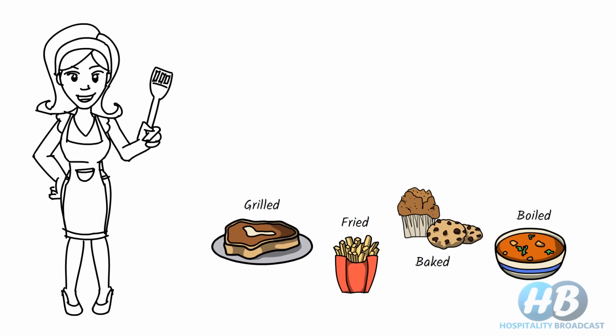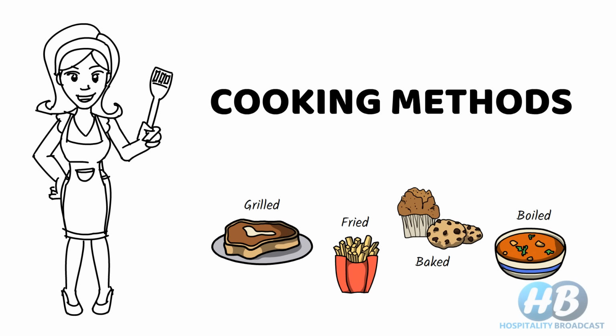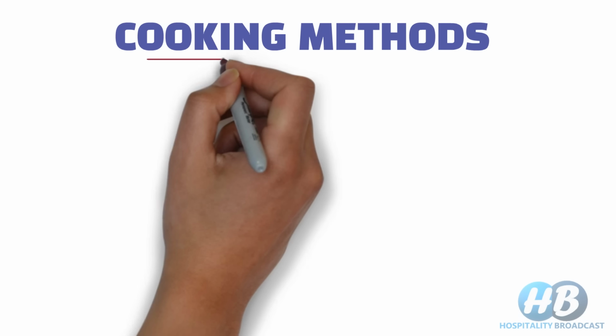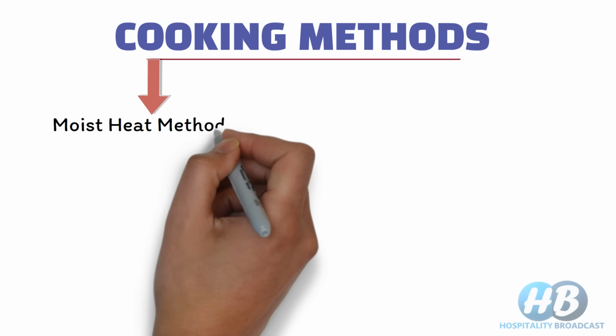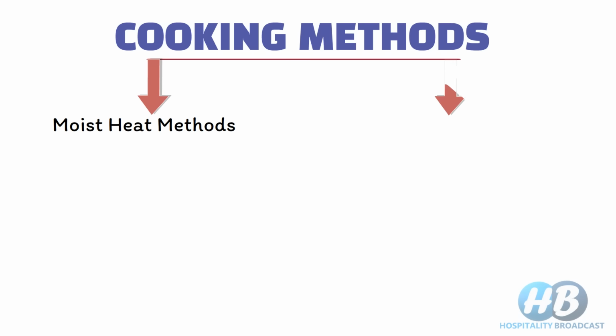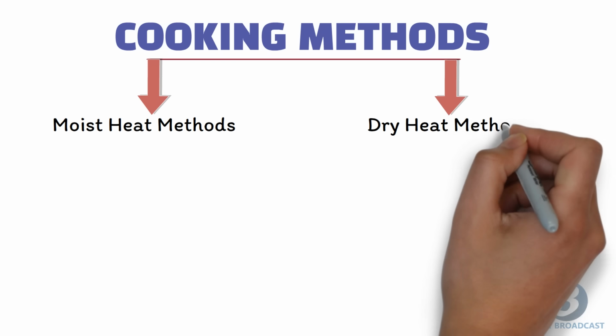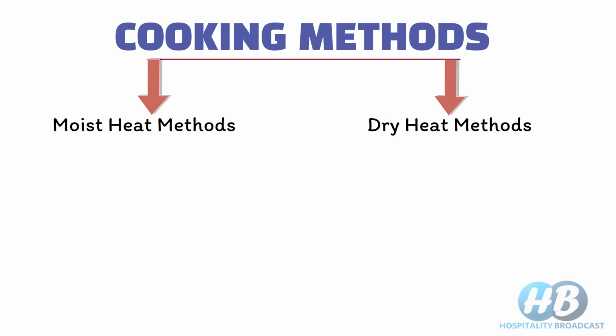Neither can you grill French fries. So in this video, we are going to discuss different methods or techniques of cooking. Cooking methods. The first category is moist heat methods and the second one is dry heat methods. Now let's discuss them in detail.